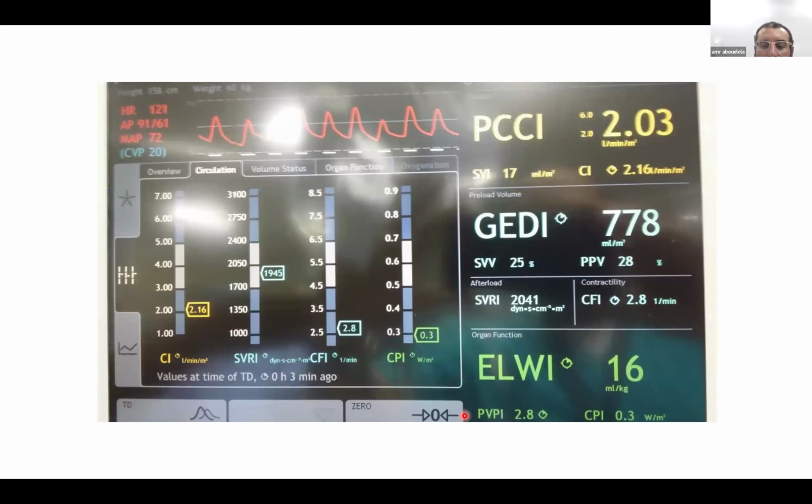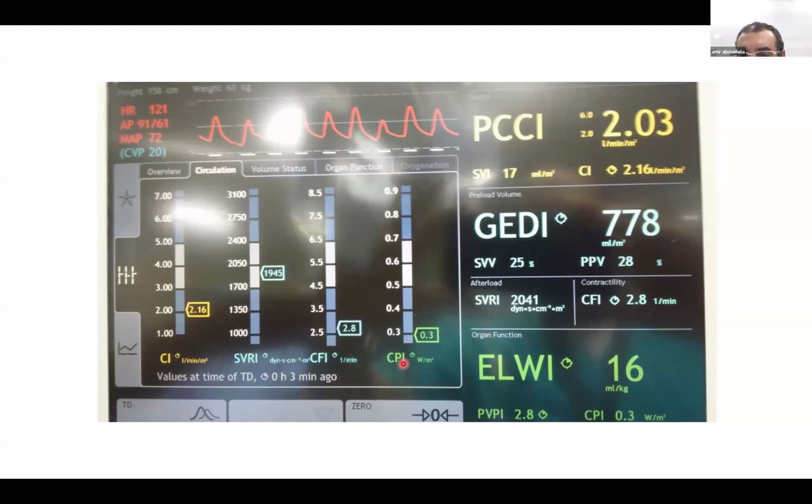This is an example, real, one of my patients, a real screen for PICO. You can see all the parameters. And by the way, you can adjust the monitor as you wish. You can change the parameters here. You can put other parameters. You have many views, one for volume, one for organ function, one for circulation, and so on. And you can decide which numbers to use.